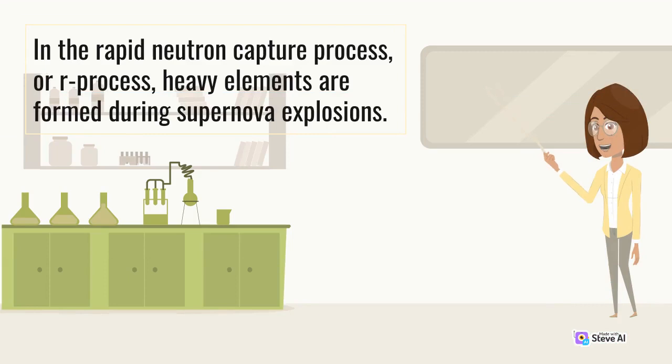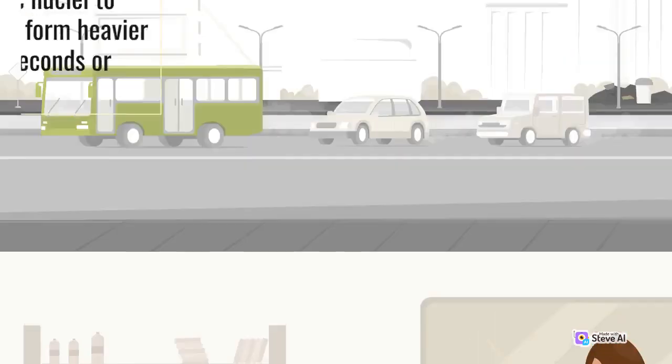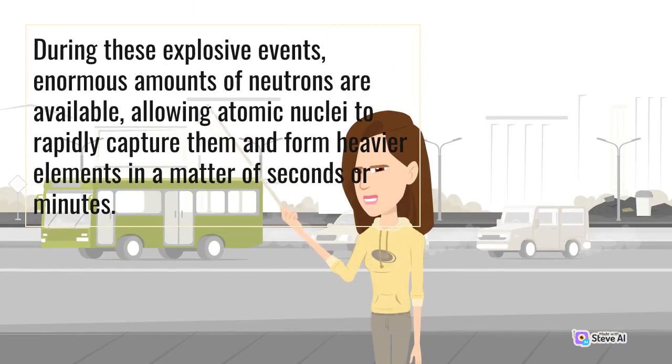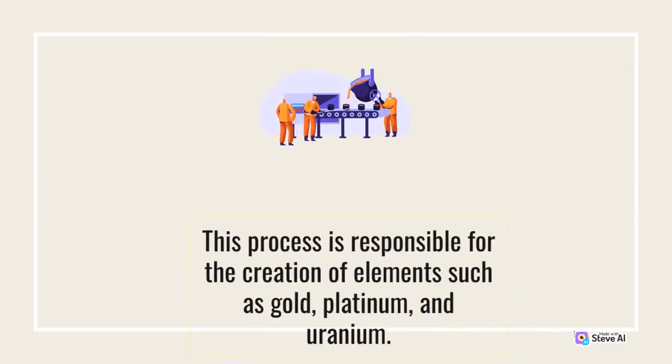In the rapid neutron capture process, or R process, heavy elements are formed during supernova explosions. During these explosive events, enormous amounts of neutrons are available, allowing atomic nuclei to rapidly capture them and form heavier elements in a matter of seconds or minutes. This process is responsible for the creation of elements such as gold, platinum, and uranium.